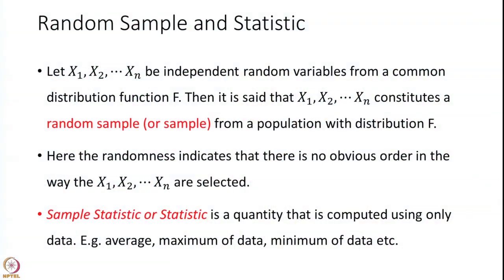So formally speaking, let capital X1, capital X2 up to capital Xn be an independent random sample from a common distribution function f. This common distribution function f refers to the population distribution function. Then it is said that x1, x2, x3, xn constitutes a random sample, or just a sample, from a population with a distribution f. Here the randomness indicates that there is no obvious order in which x1, x2, xn are selected. It should not happen that you always take the first ingot from a lot, or you take every 10th ingot from a lot. You must choose in a random fashion so that the sample becomes representative of the population.